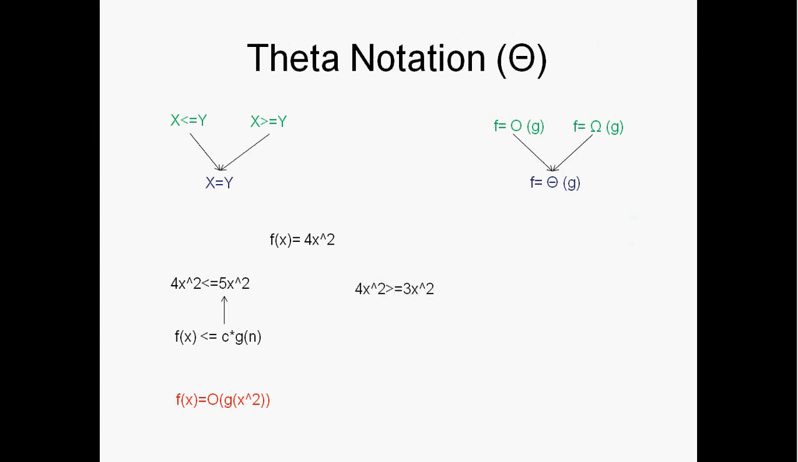In the same way we find the big omega notation. We can write 4x square is greater than or equal to 3x square, because now we want the greater than or equal to relation, so we need to arrange it accordingly. This comes with practice. So your function is greater than or equal to a constant multiplied by g. So f is big omega of x square. Both conditions are satisfied, so f is in theta of g.